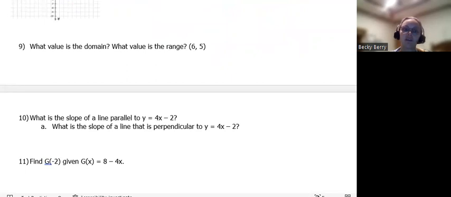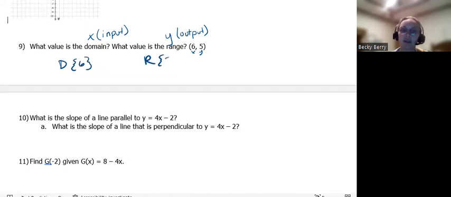Our next question is, what is the domain and what is the range? Domain is our x values, also going to be our input values. Our range is our y values, and when we get to word problems, it will be our output values. So if this is x and y, my domain is going to be 6, my x value, and my range is going to be 5. If you have a list of multiple points, you would list all of the x values and all of the y values.